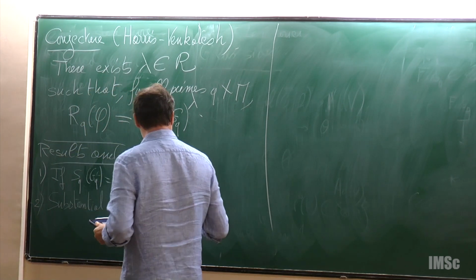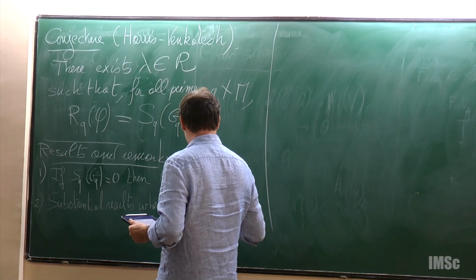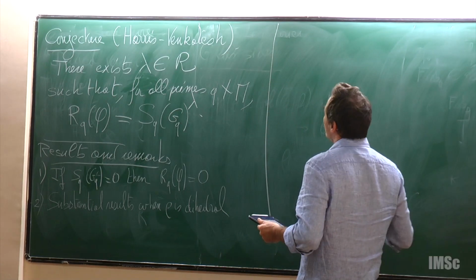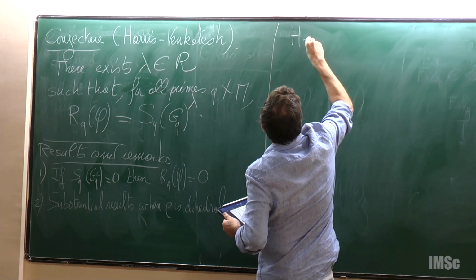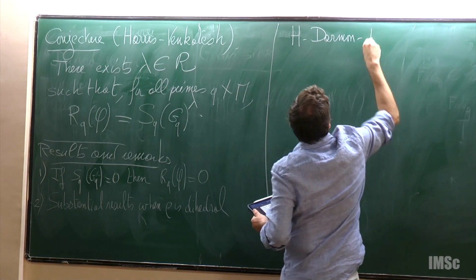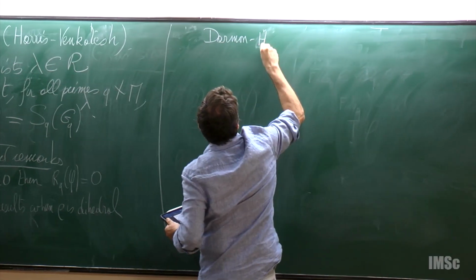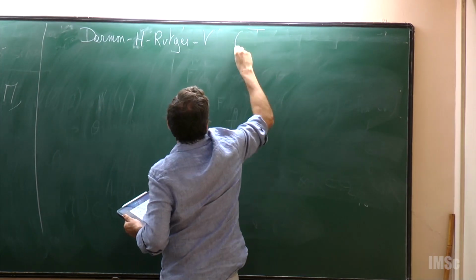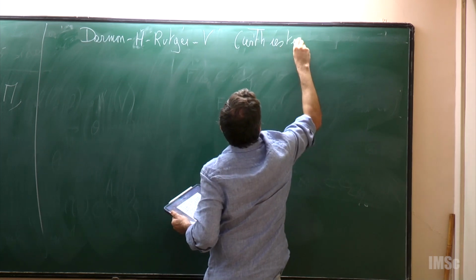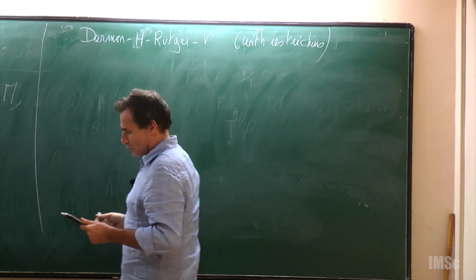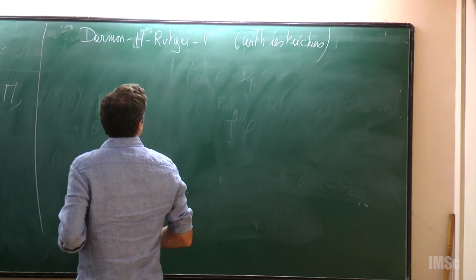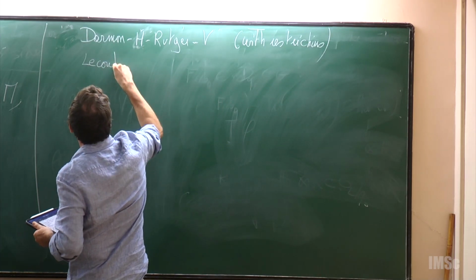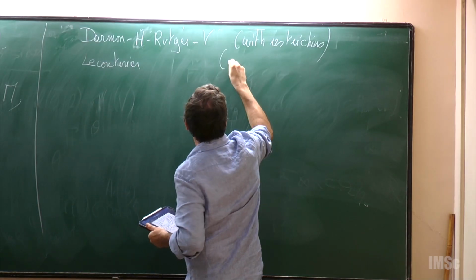And rho is dihedral. So the conjecture is proved with restrictions by Harris, Darmon, Roger, I should have said Darmon, Harris, Roger, and Venkatesh, so with some restrictions, which are technical, I'm not going to describe. And afterwards, there has been another proof, which is due to Le Couturier, with different restrictions.